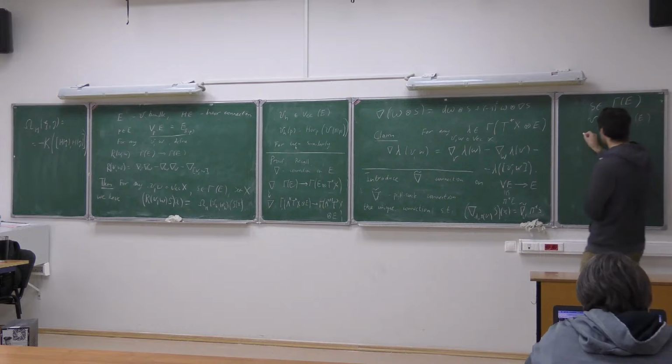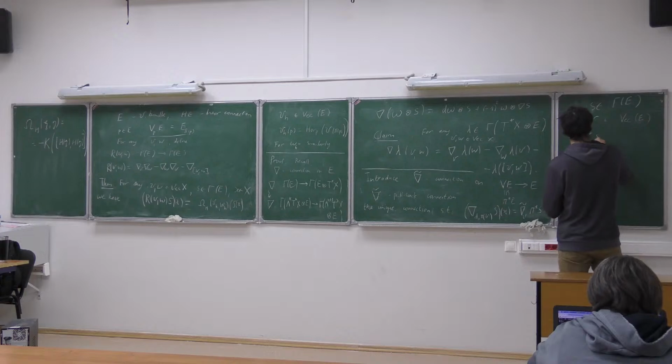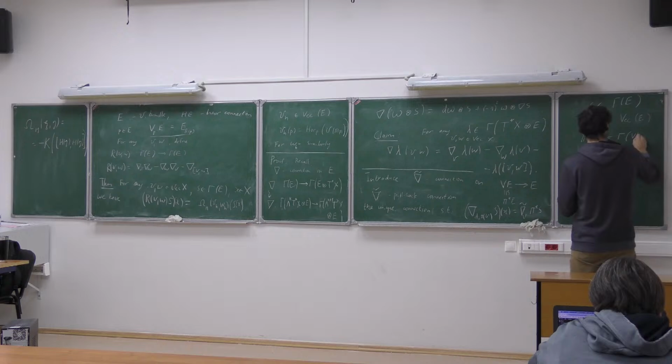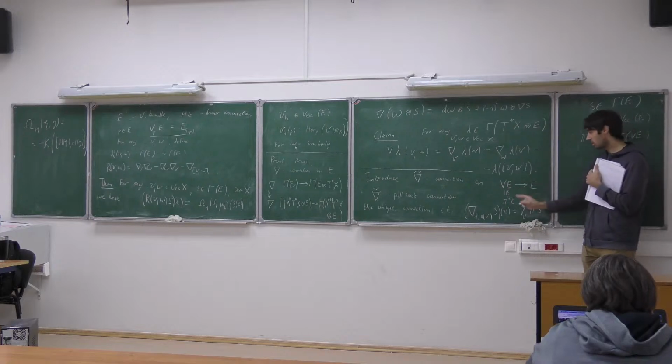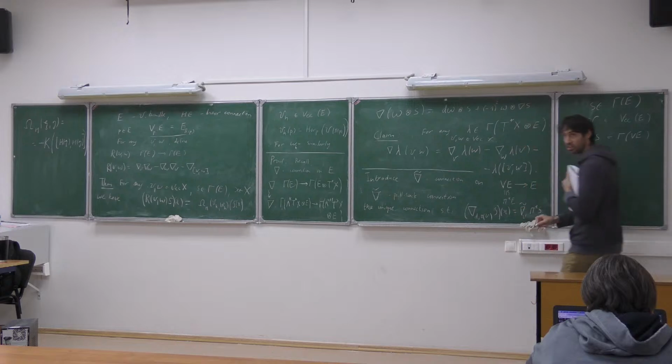Right, what is pi star of S? So this should be a section of gamma of VE, right? So for each point P in E, it should give me an element in VE.